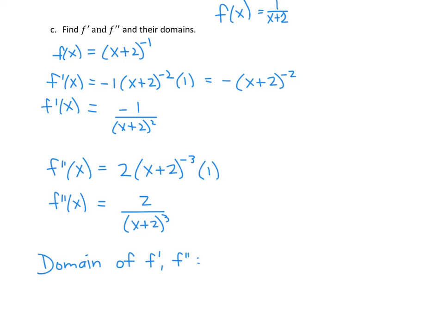Now the domain of the first and second derivative, we need to look at the denominator and realize that we create a 0 in the denominator when x is equal to negative 2. So our domain then is going to be all real numbers except for negative 2. So our domain is all x such that x is not equal to negative 2. And there's our domain of the first and second derivative.